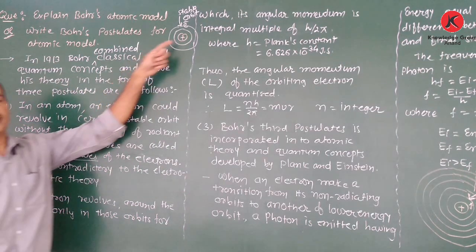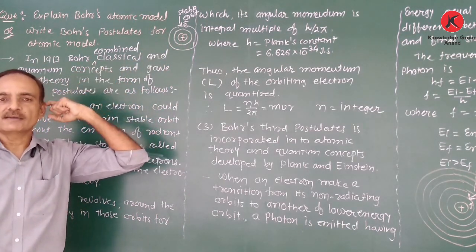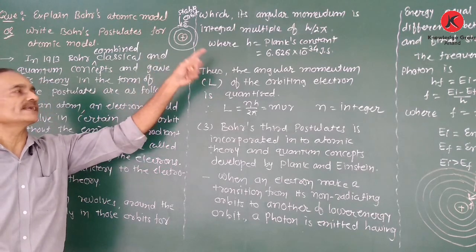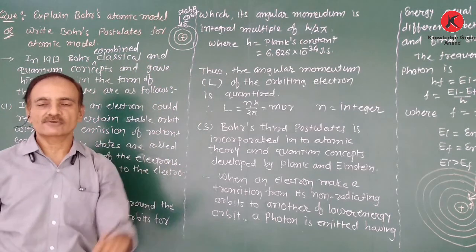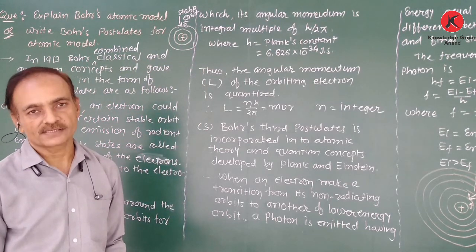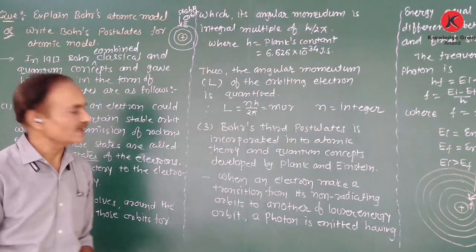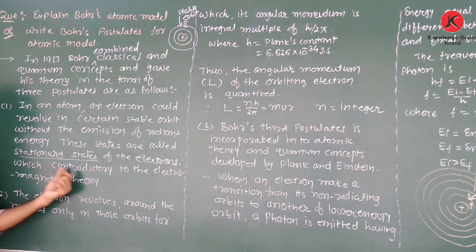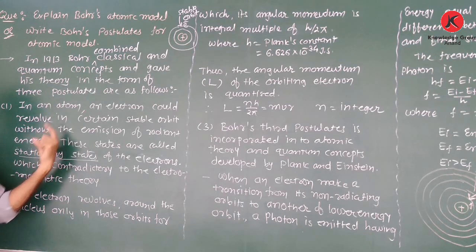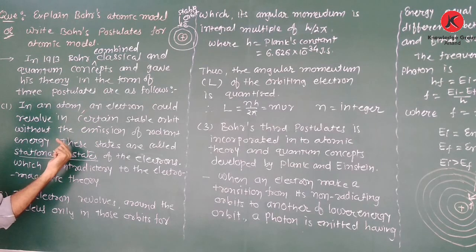In spite of performing accelerated motion, the energy cannot be radiated by the electron. Therefore, for a long time, this electron can evolve in a particular orbit without radiating any energy. This is contradictory to the electromagnetic theory. So the first postulate suggests the stationary orbit.